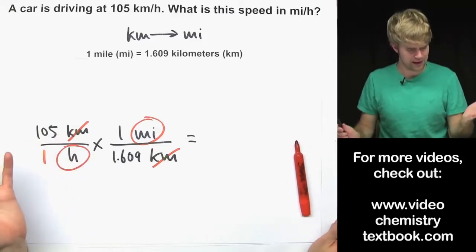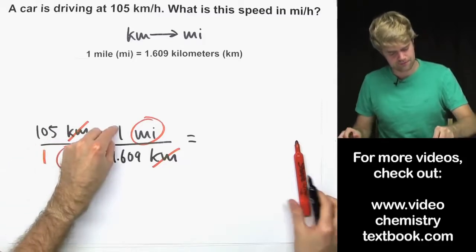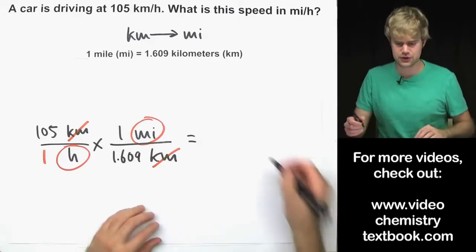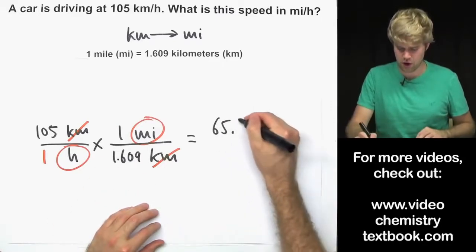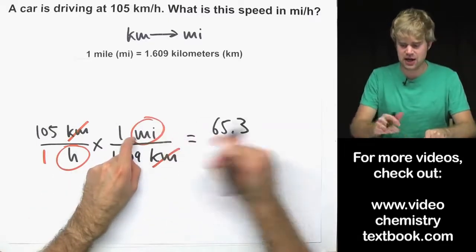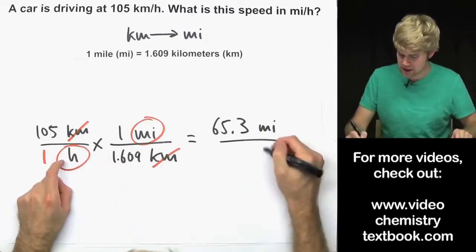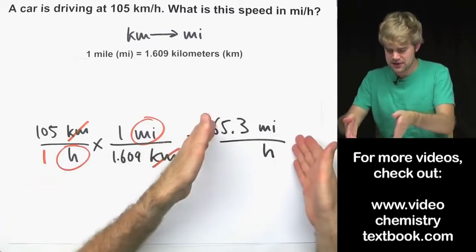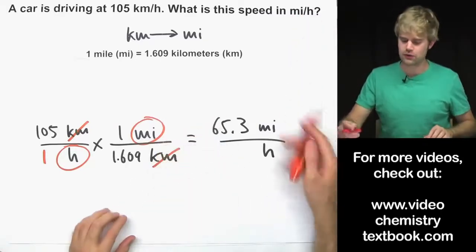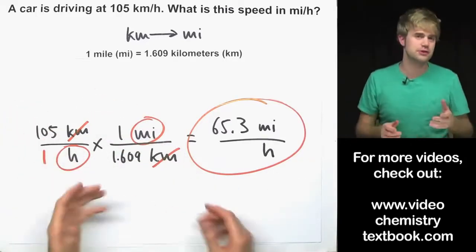Okay, so anyway, you can do 105 divided by 1 times 1 divided by 1.609. And the answer that you'll get is 65.3. And the units here, we're keeping miles and it's on the top, and we're keeping hours and it's on the bottom. And check that out. This is exactly what we wanted. We wanted miles per hour, miles on top, hours on the bottom. So that's how you can do these with a top and a bottom. Let's do a couple more.